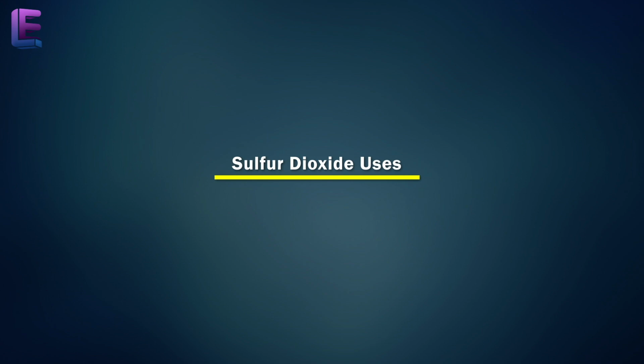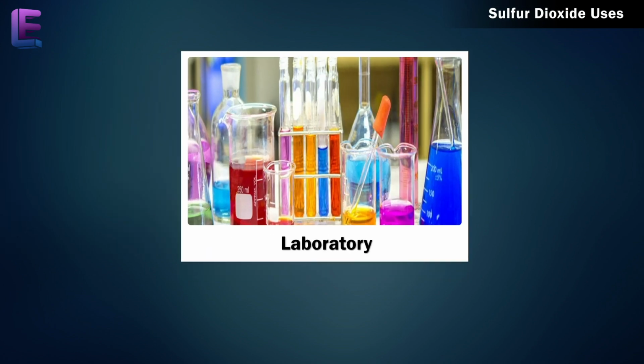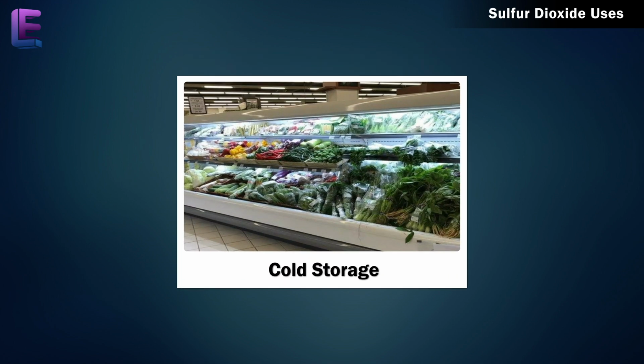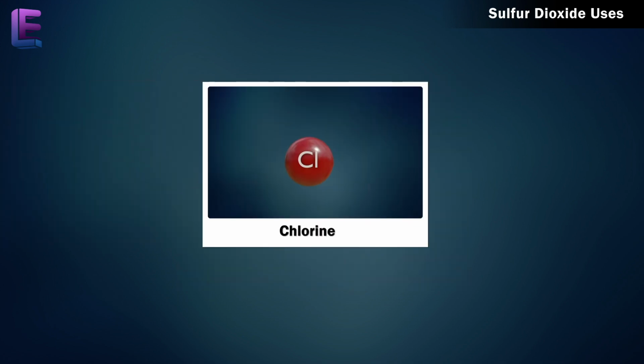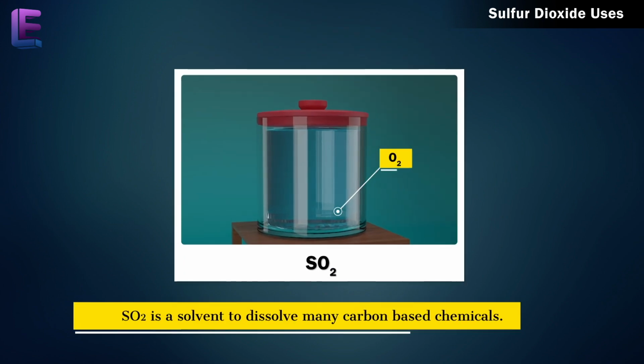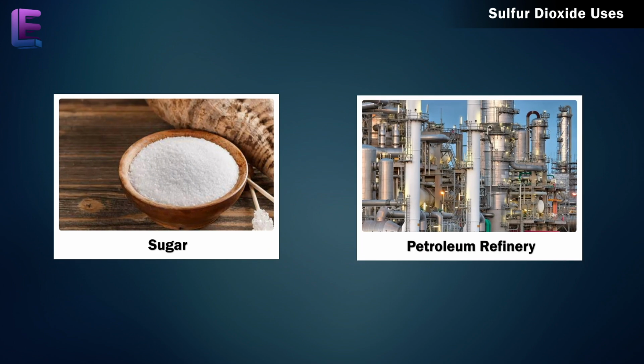Sulfur dioxide uses. It is used as a preservative in the food industry. It is used as a liquid reagent in laboratories. It is a coolant in storage plants. It is used as a bleaching agent, to remove excess chlorine, and also as a pesticide. Liquid SO2 is a solvent to dissolve many carbon-based chemicals and is also used in the purification of sugar and petroleum.